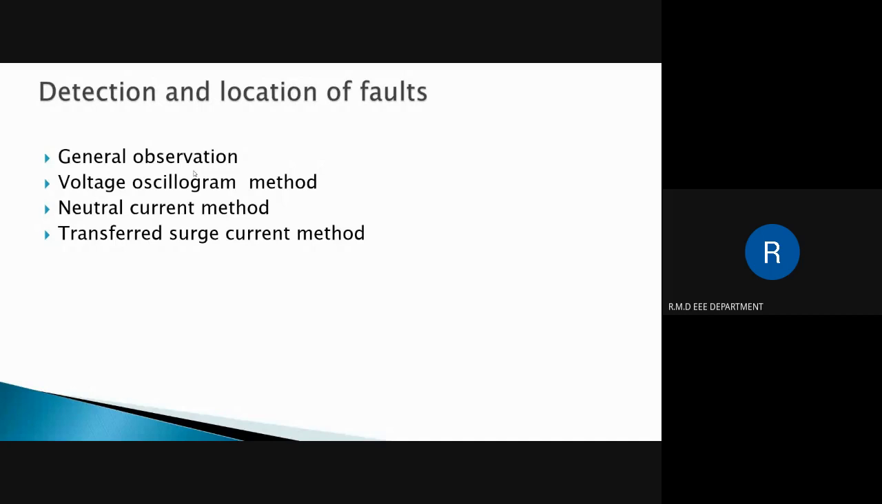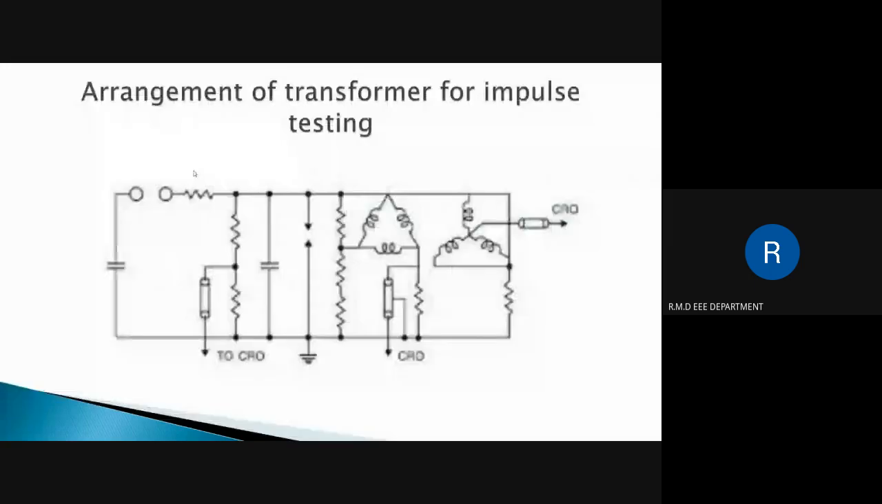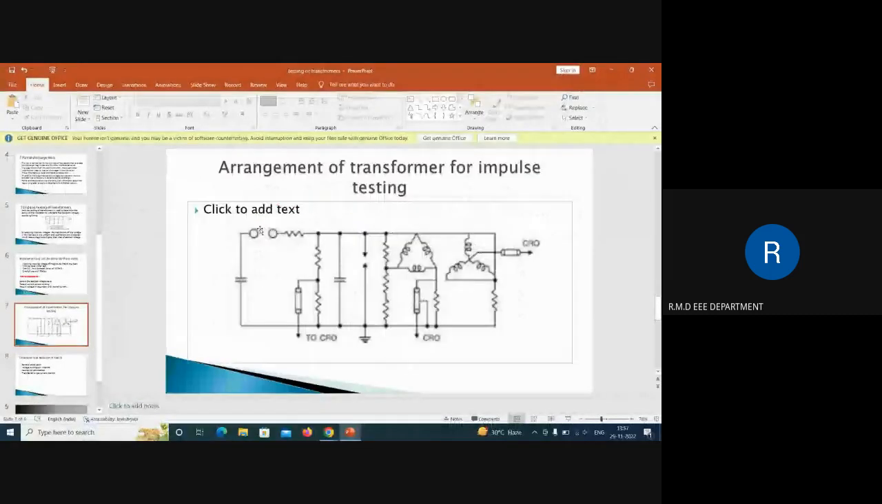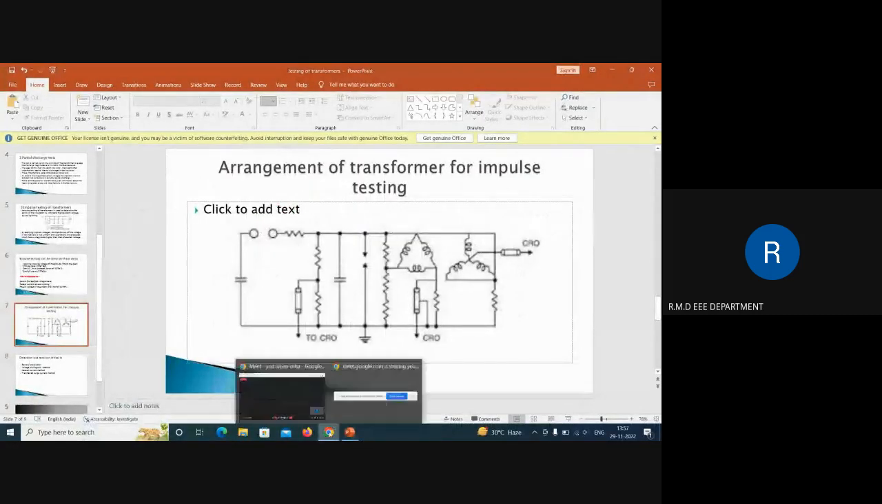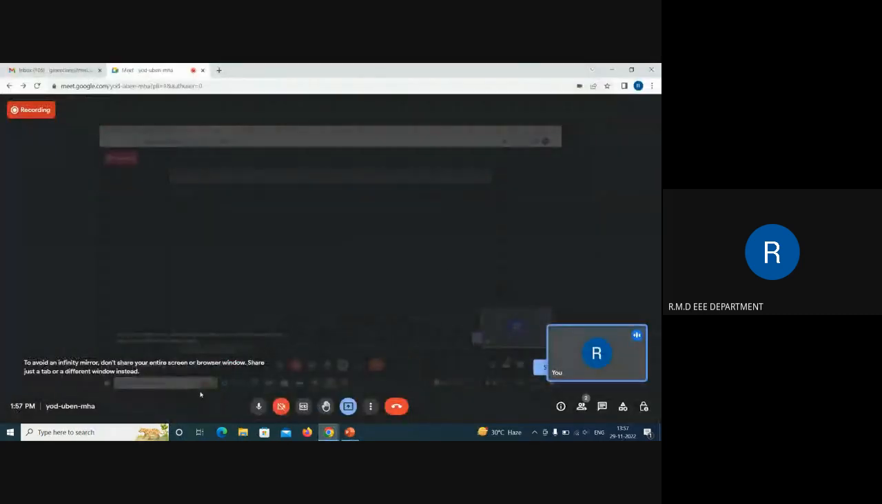So in today's session, we have seen what a transformer is and the different tests involved in the transformer. The first is the induced overvoltage test, then the partial discharge test, and the impulse testing method. These are the three different tests carried out in the case of a transformer.